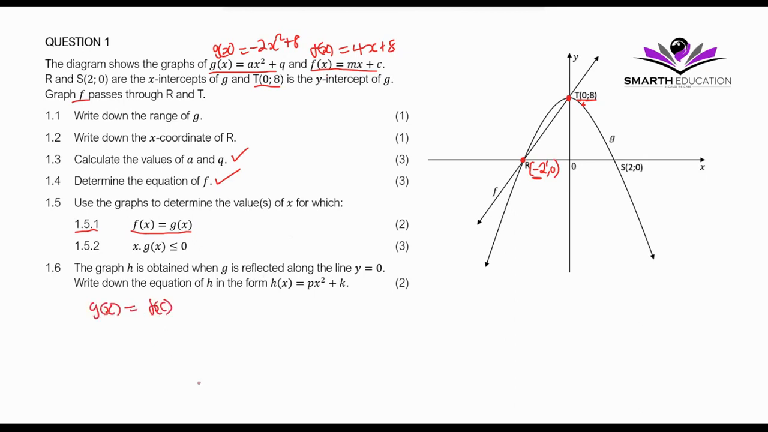Please remember that. These points: there is y-intercept, know that x is equal to 0. X-intercept, know that y is equal to 0. Points of intersection, know that the two functions will be equal. So we have -2x² + 8 is equal to 4x + 8.